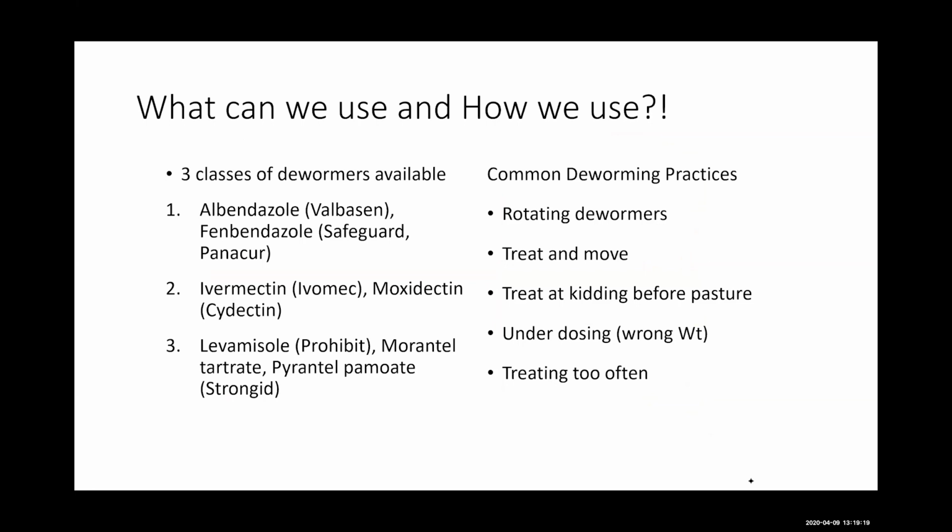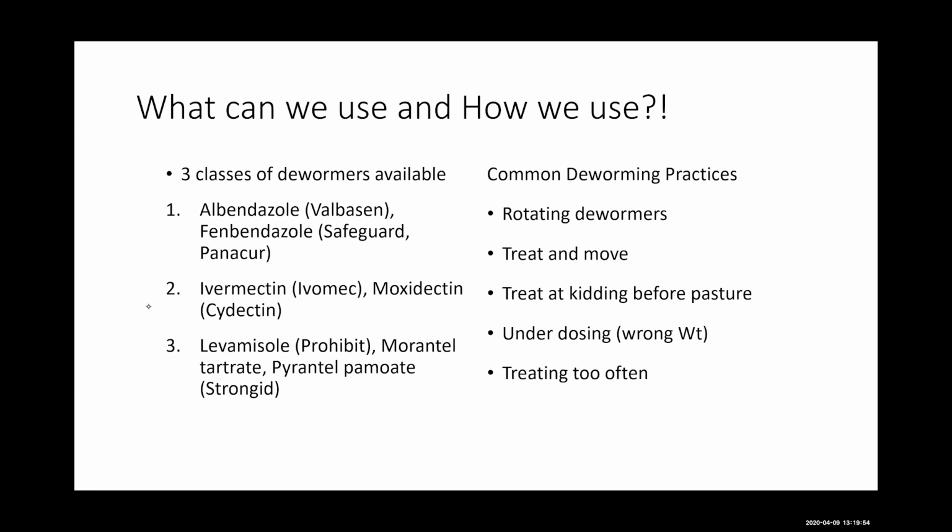So what can we use and how do we use them? Like I said, we have three classes of dewormers. We've got the benzimidazole group: valbazen, safeguard, panacur; the avermectins: ivermectin, moxidectin; and then we have those in the levamisole group, Prohibit, etc. The problem is that we have resistance to all three classes, and if you have resistance to one of them in a class, you're going to have varying resistance to all of them in that same class of wormers.